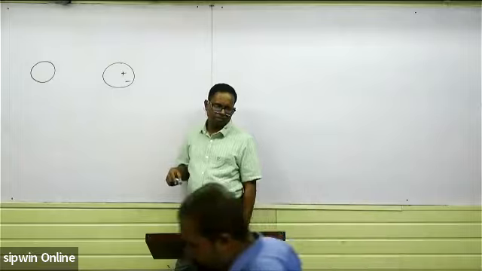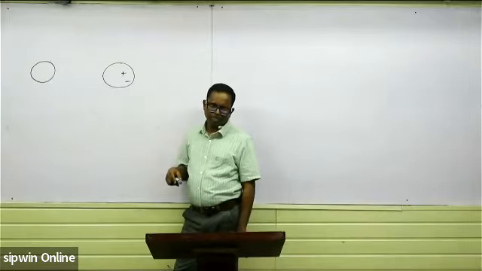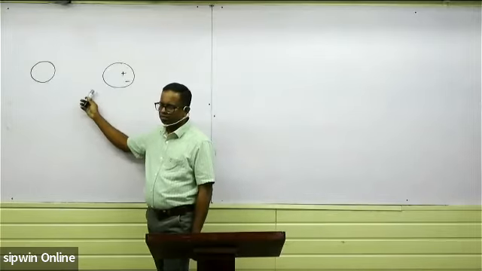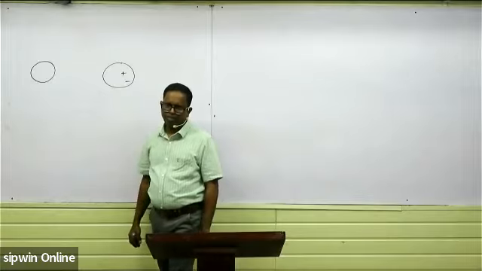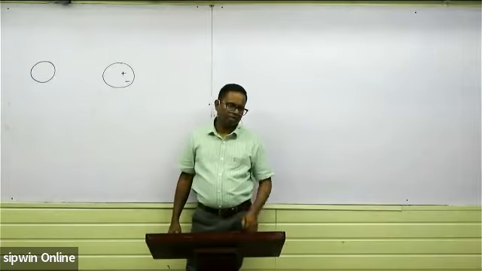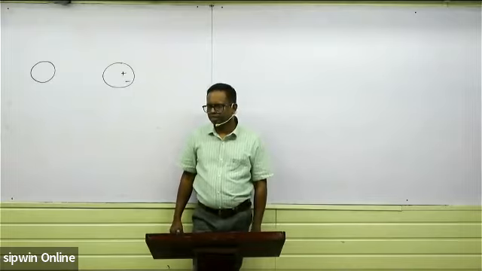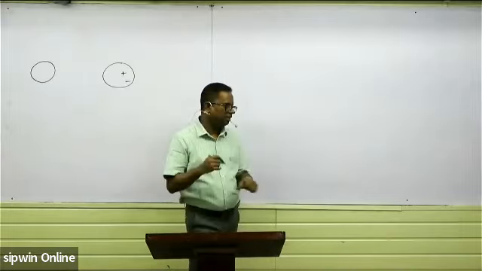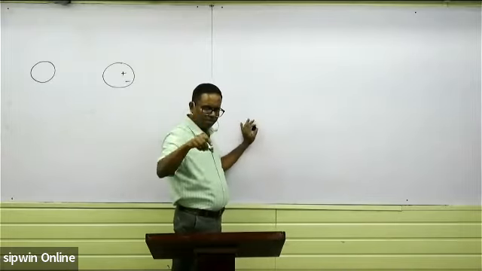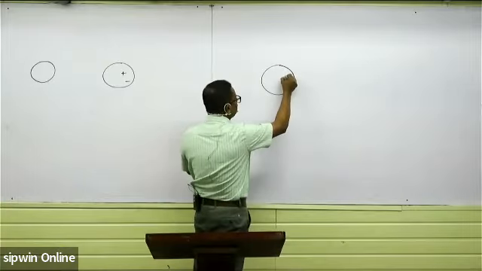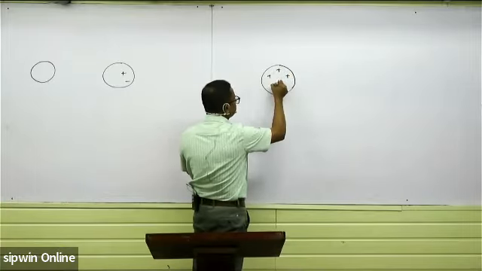For that, Thomson was involved again. Thomson gave a new atomic model with the electrons and protons, the negative particles and positive particles. He explained it this way: the whole atom is a positively charged sphere. This is a positive sphere.